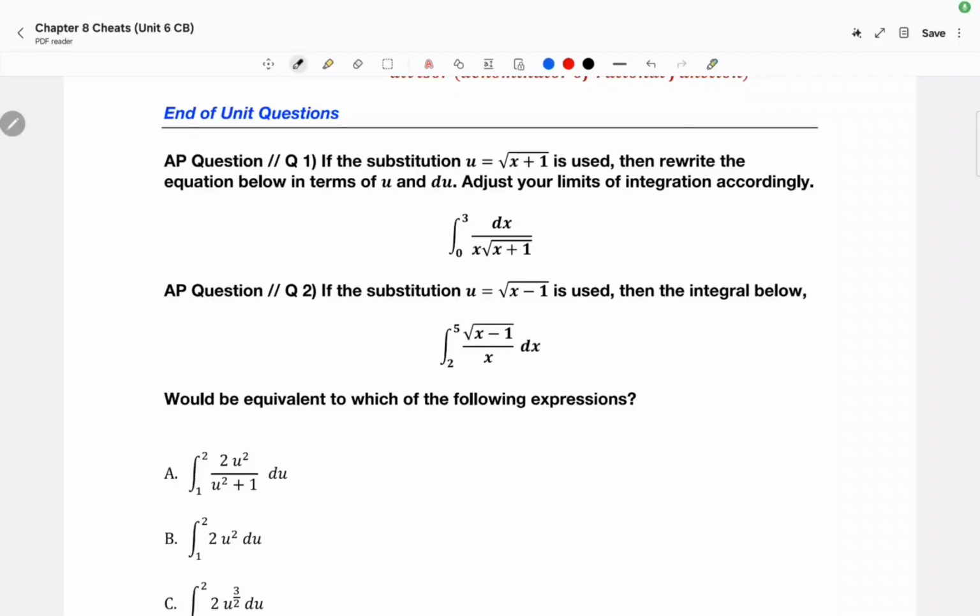So if the substitution u is equal to root of x plus 1 is used, rewrite this equation here in terms of u, and of course limits of integration have to change, so no longer 0 and 3 but some other numbers. Let's take this to a bigger space and start working on it.